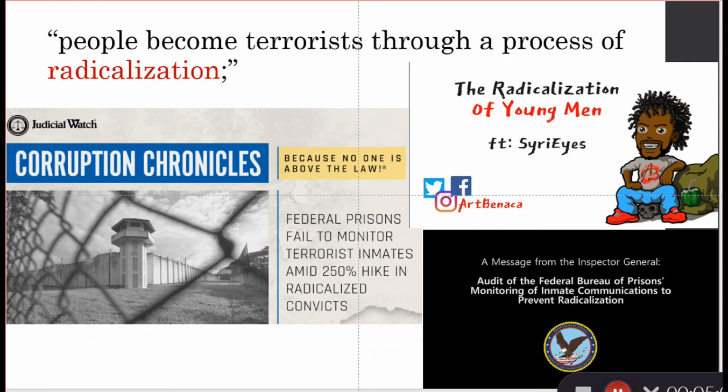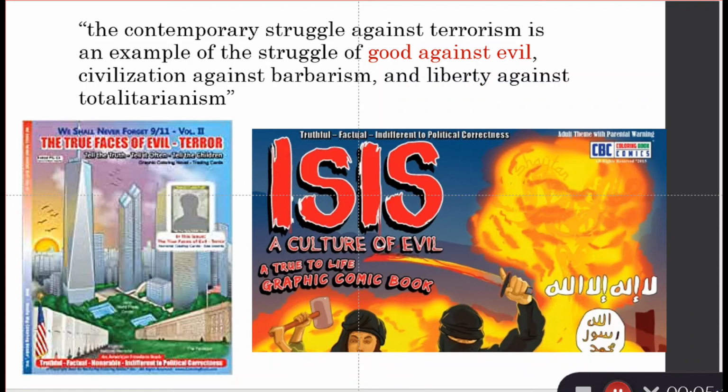Another trope is that people become terrorists through a process of radicalization. Right, so if you can control this radicalization, then you can prevent terrorism, according to the stereotypes, right? And of course, there is the stereotype or the cliche that the fight against terrorism is a struggle of good against evil, civilization against barbarism, liberty against totalitarianism, etc. Right? So it's very black or white.